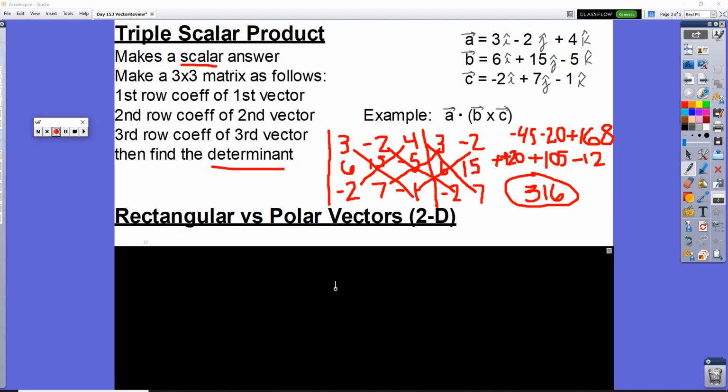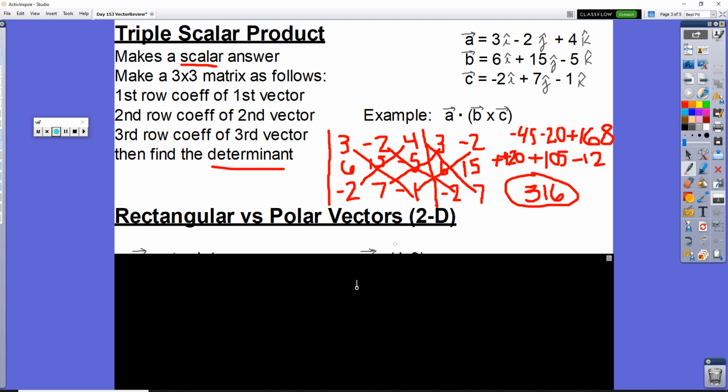The last thing to review, and I saved it for last because this is probably the hardest thing in this chapter, is how to convert back and forth between polar and rectangular vectors. So this is just going to be for 2D. We're not going to do converting between polar and rectangular in 3D. This would actually be called spherical coordinates. If you go on in math, you'll learn that.